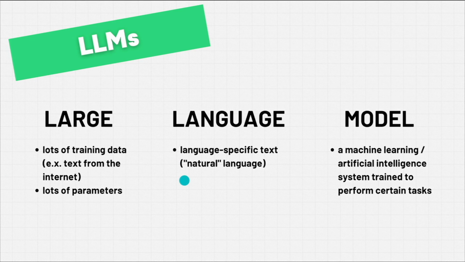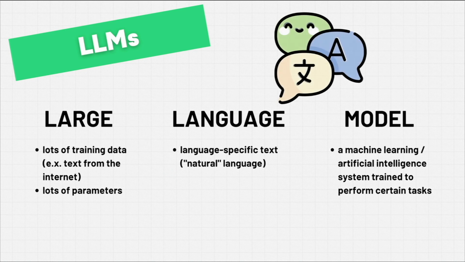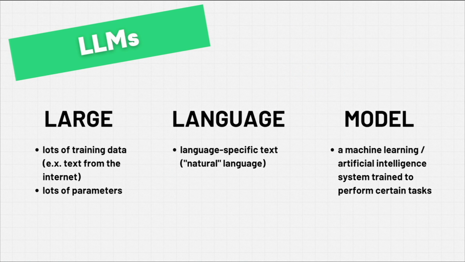Then language. This is referring to that natural language that we were talking about before. It's focused on natural language text. It's like speaking English as opposed to computer code. And then model. That one's pretty obvious too. It's a machine learning or AI model. So taken together, it's a machine learning model that is trained on lots of data and has lots of parameters. So therefore it's large. And it's focused on natural language. Pretty simple, right? All right. Now that you understand that, we can start diving deeper into the world of LLMs.